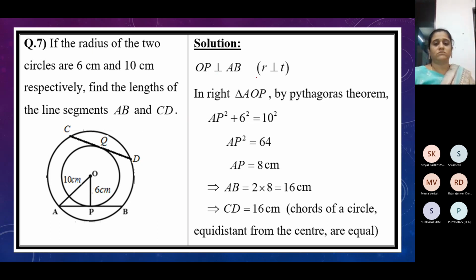So in triangle AOP, by Pythagoras theorem, you get AP is 8 centimeters. So AB will be 2 into 8, 16. So CD is also 16, because chords of a circle equidistant from the center are equal. So CD is also 16 centimeters.